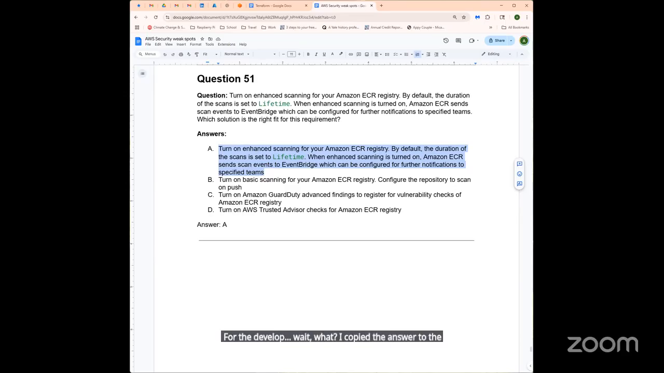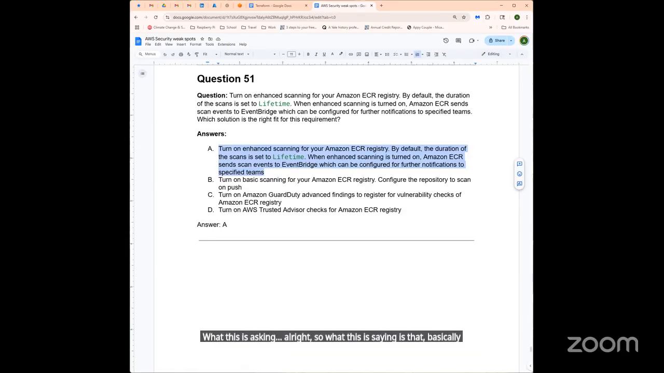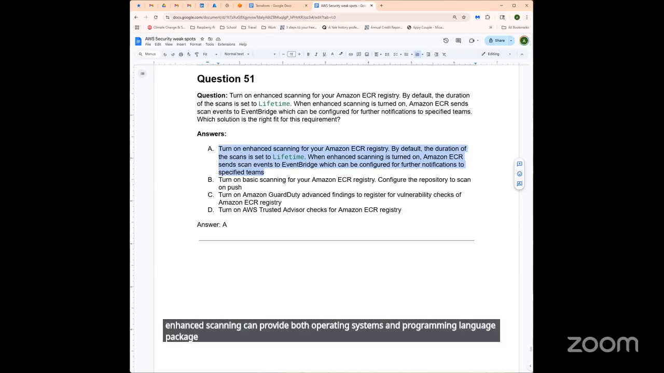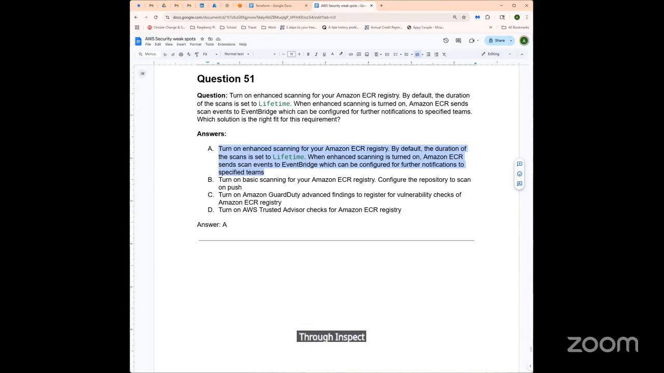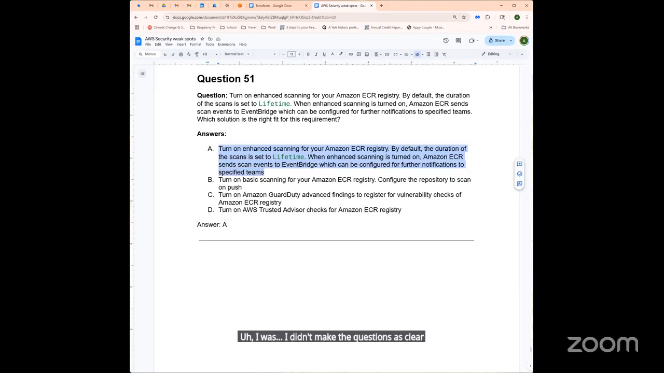Okay, so basically what this is saying is that enhanced scanning can provide both operating system and programming language package vulnerability scanning through Inspector. All right, that's what I was trying to get through. So this supports continuous monitoring and lifetime monitoring, and an EventBridge integration for notifications. My apologies for this. I didn't make the questions as clear. I had a couple of flubs.